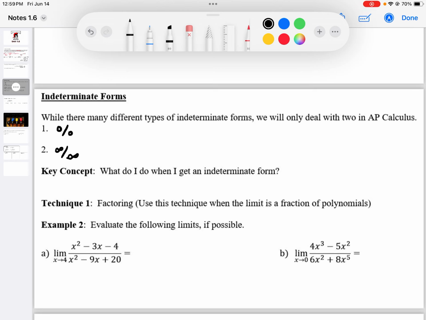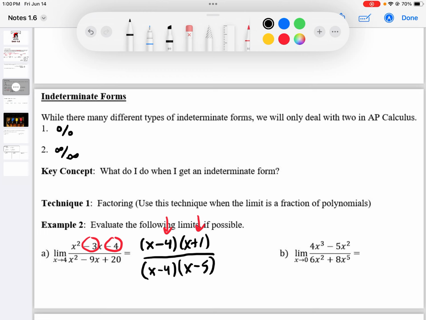One way is going to be factoring. So this is the same problem. I'm going to factor the top. That would be x minus 4 and x plus 1. Remember, the numbers that go here have to multiply together to get -4, but when I add them up, I get -3. So factor that trinomial on the bottom, I get x minus 4 and x minus 5.